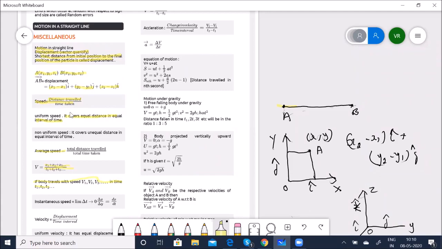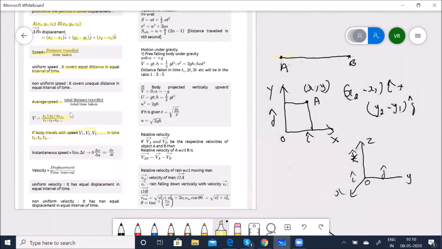Now I was talking about this instantaneous speed. What is instantaneous speed? This is nothing but the speed of an object at any particular instant of time or a particular point of its path, which is called instantaneous speed.